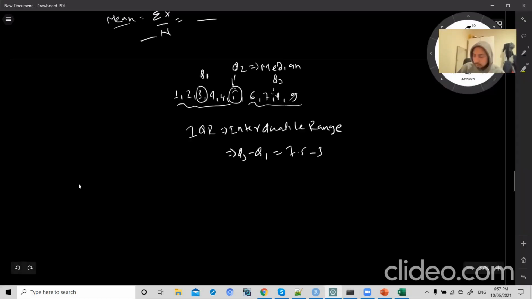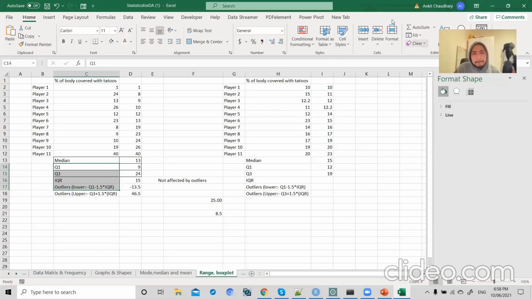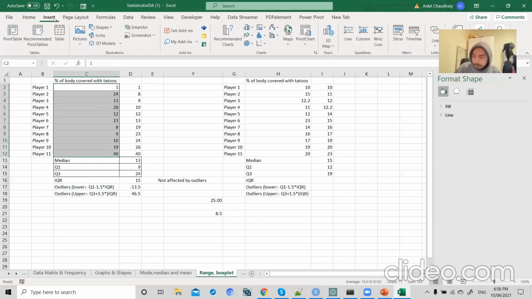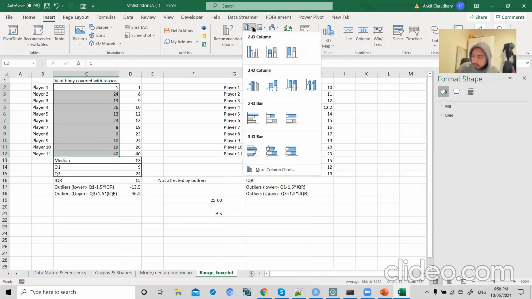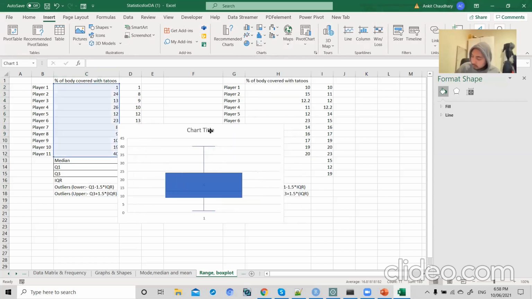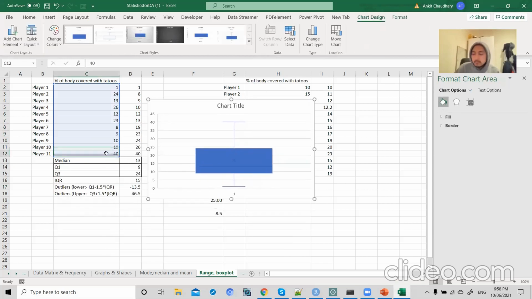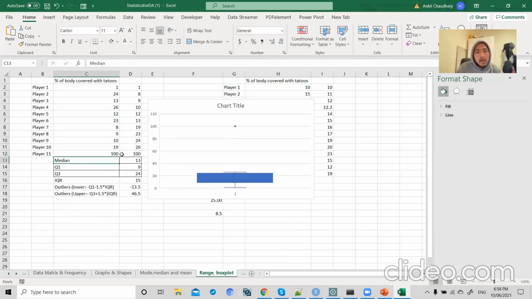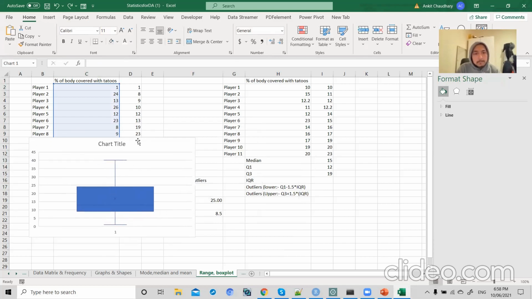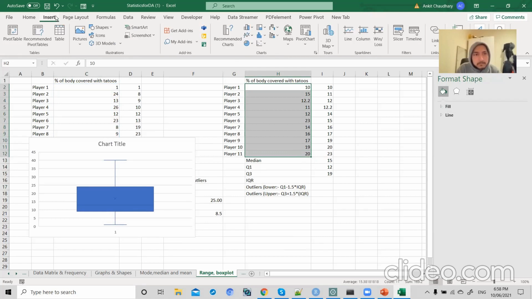To represent this information, we usually do a box plot. So this is your lower quartile, Q1, Q2, Q3, and this is your upper whisker. Anything above and below is your outlier. If you plot this information, insert, and you can see here we don't have any outlier. But if I change the extreme value here to, let's say, 100, you can see one outlier here. So likewise, if we plot this box plot.